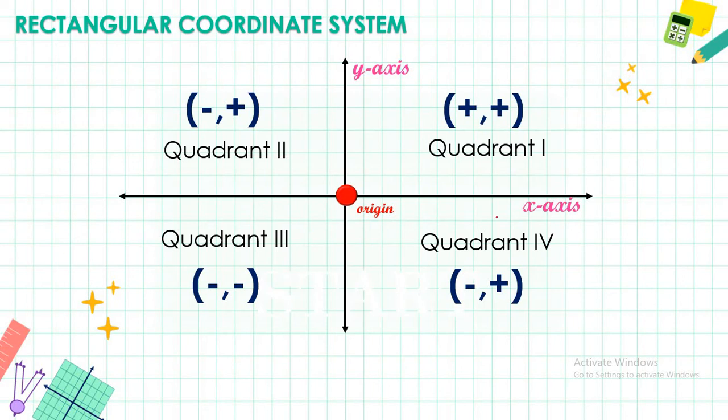It is the intersection of the x and y axes. The horizontal line is the x-axis. The vertical line is the y-axis. The intersection is the origin. The first quadrant will have the signs of the x and y coordinates as both positive. For the second quadrant, the x coordinate is negative, the y coordinate is positive. For the third quadrant, both x and y coordinates are negative. And lastly, for the fourth quadrant, the x coordinate is negative while the y coordinate is positive.